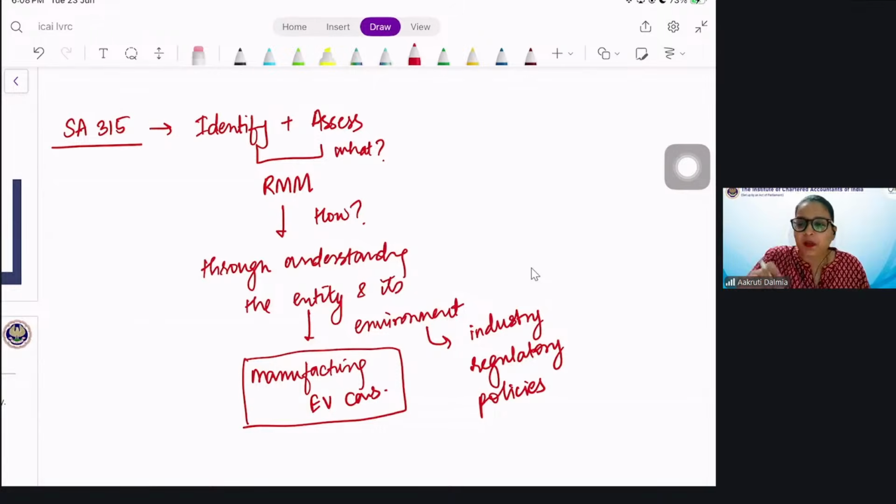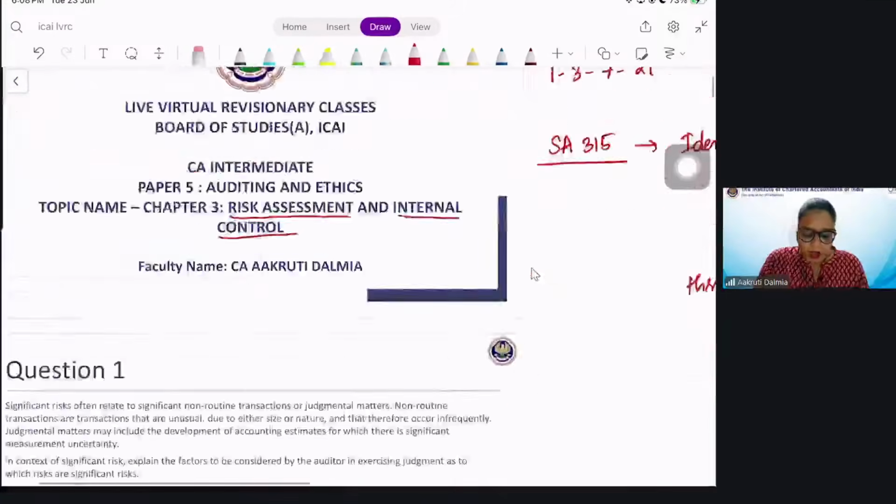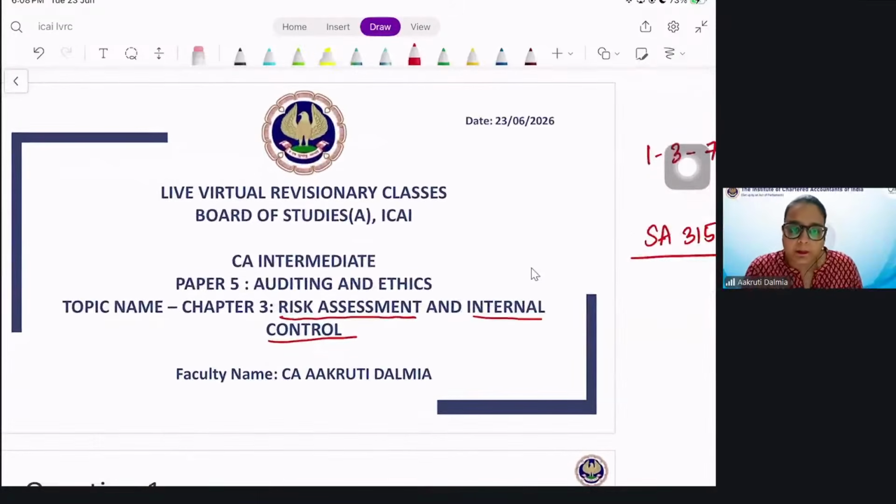The difference between a good auditor and an average auditor will always be someone who does not just jump on checking vouchers, bills, balance sheet, P&L, but someone who's very good at understanding the risks of the entity, understanding the internal control, analyzing it. So this creates a very important theory base and very important practical base. So this is the chapter that we are going to study about. So chapter number 3.